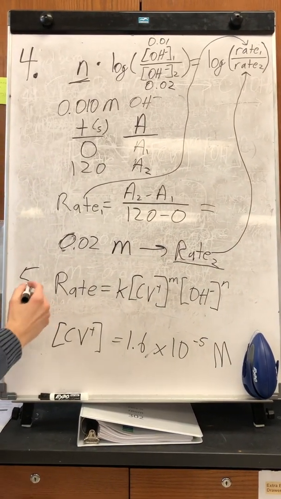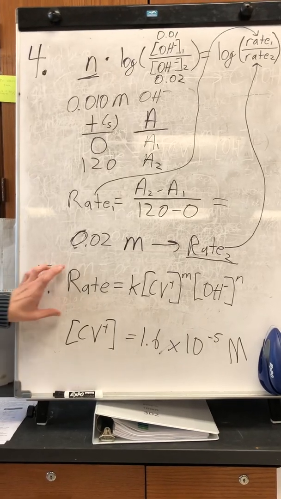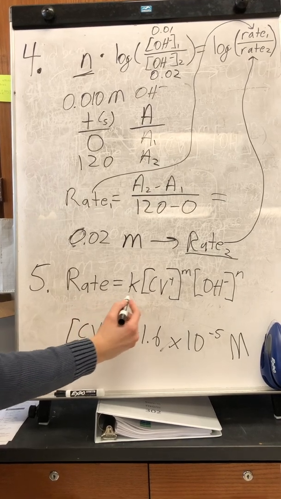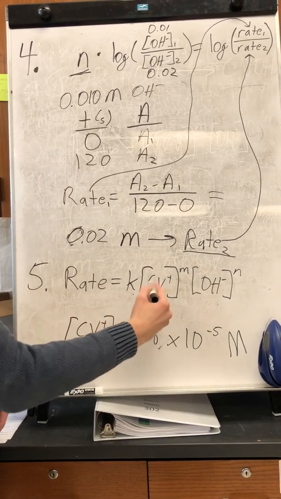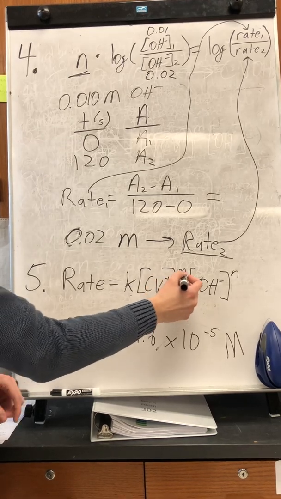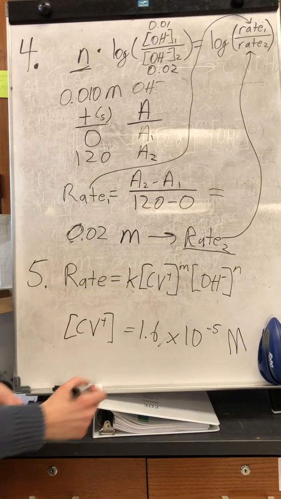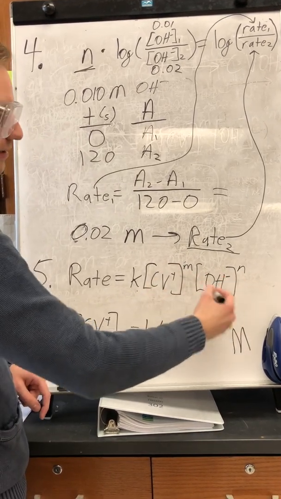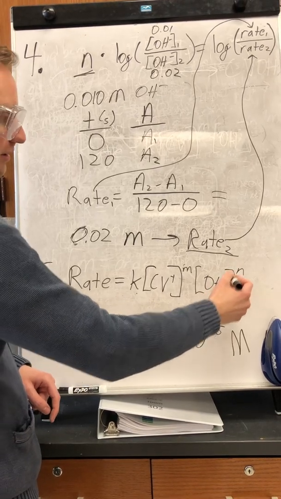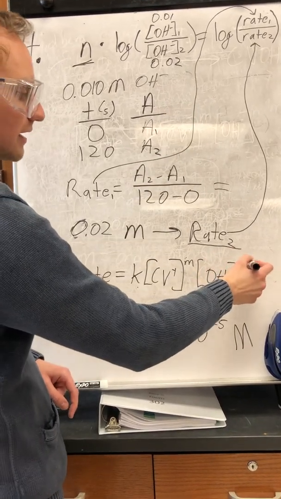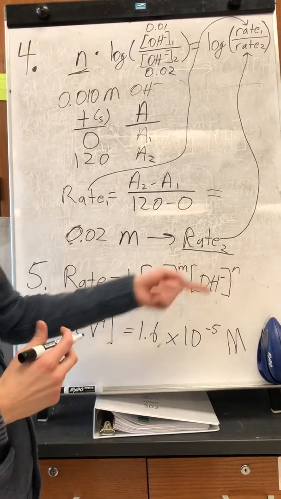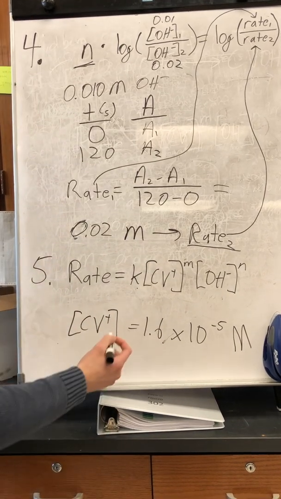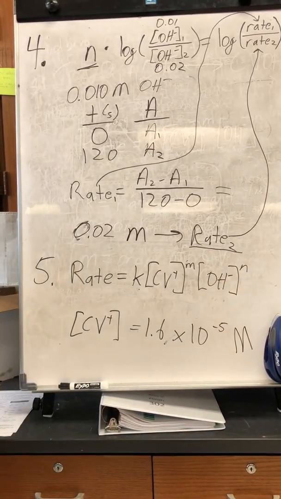So once you know N, you can go to step 5, where you're going to write out your rate expression, or your rate law. So you'll have rate equals the rate constant K times the crystal violet concentration to the value M. Remember, you got that from your graphs, so you'll plug in your value of M here. And then you'll have the hydroxide concentration. You just solved for N, so you're going to plug that in up here. And your N value should be a positive whole integer. It should be 0, 1, 2, 3. And that's what you're going to plug in up here as N.